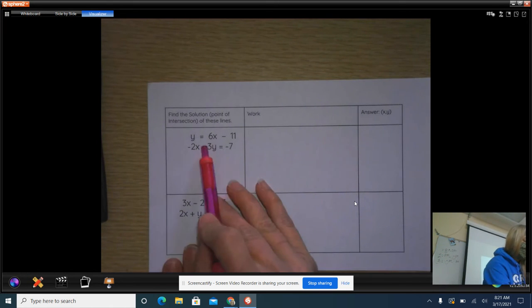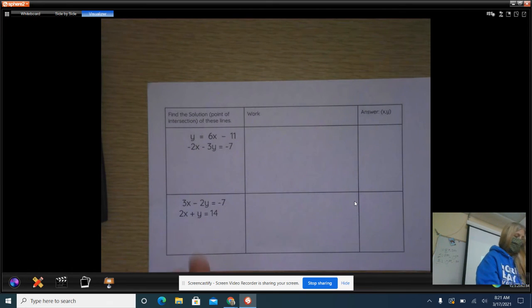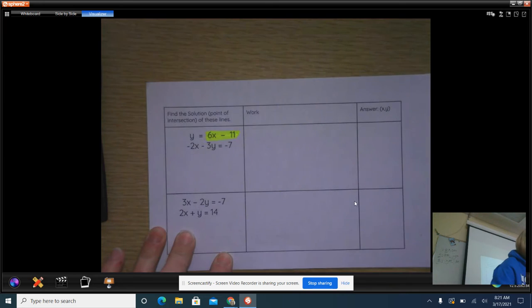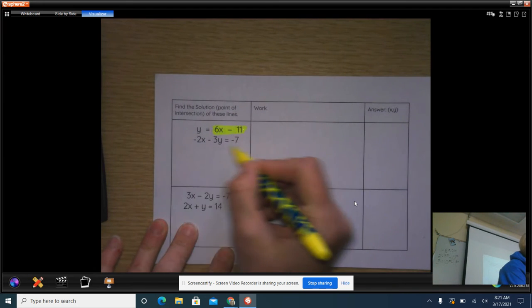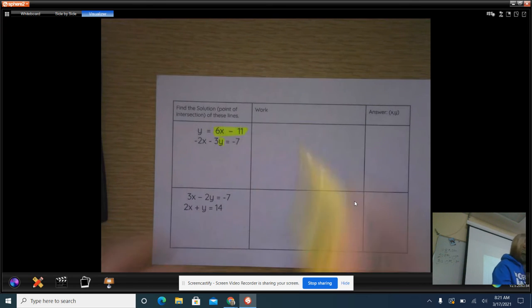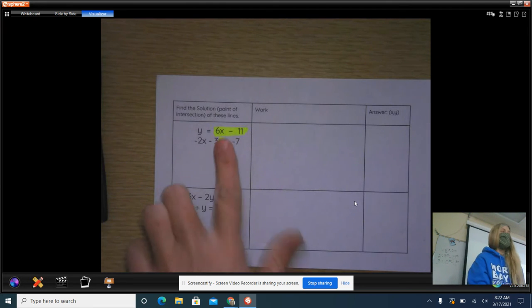We have y is equal to 6x minus 11, and negative 2x minus 3y is equal to negative 7. Now, we're using the substitution method for this first one. And that means I know that y is equal to 6x minus 11. So I'm going to rewrite this second one right here. And when I hit that y, I'm not going to write y. I'm going to write what y is equivalent to, which is 6x minus 11.